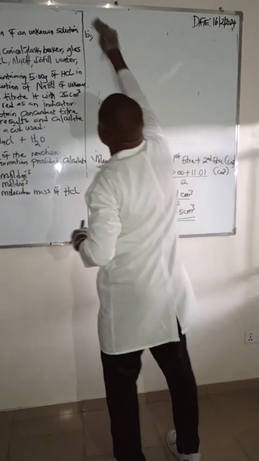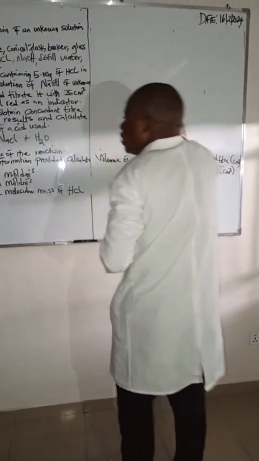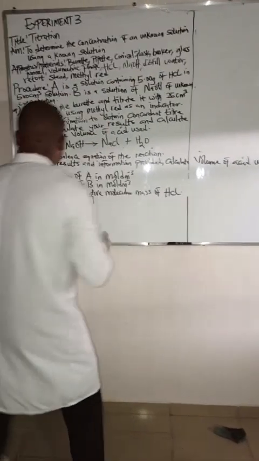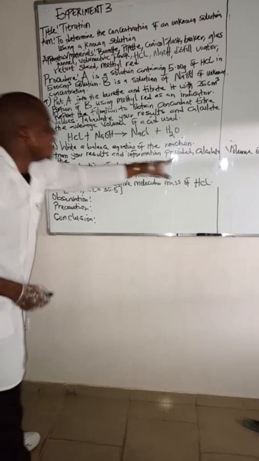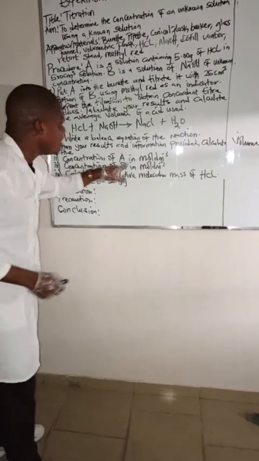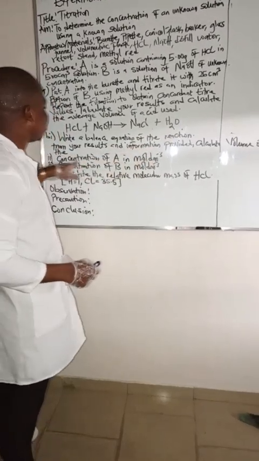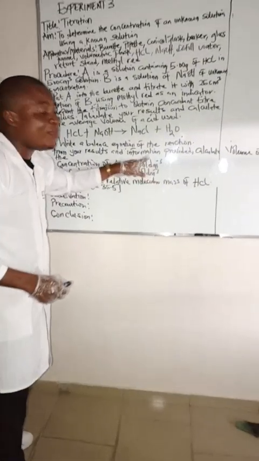So we are through with BI. The next one is BII. Calculate the concentration of A in mole per dm cube. Now you go backward to the procedure.